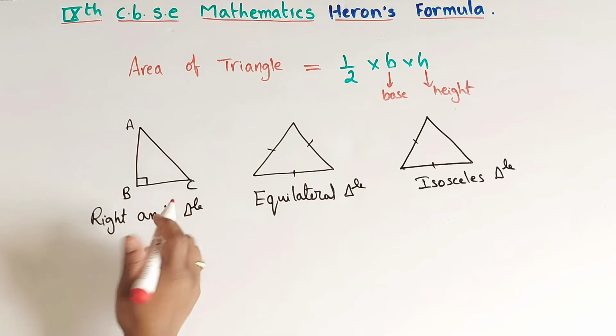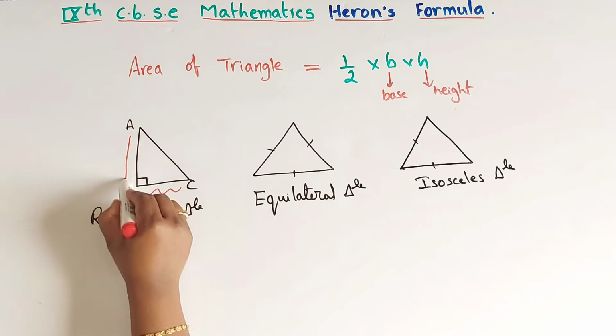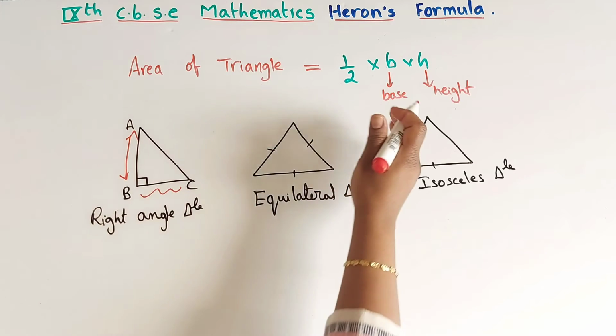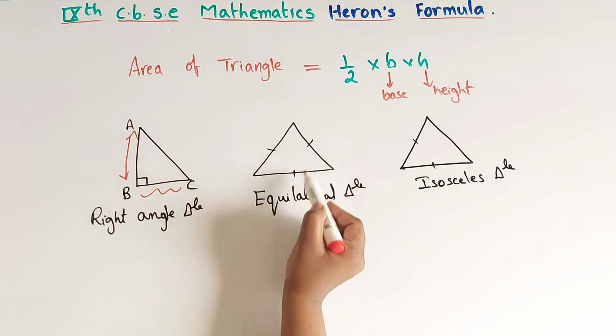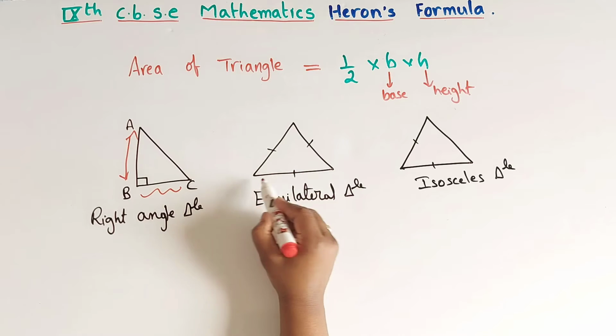For a right angle triangle, this is base and this is a height. Height means perpendicular height, right children? So here B and H, this is perfectly suitable for right angle triangle. Now we'll come to equilateral triangle. Equilateral triangle means three sides are equal, correct children? So here we know base only.